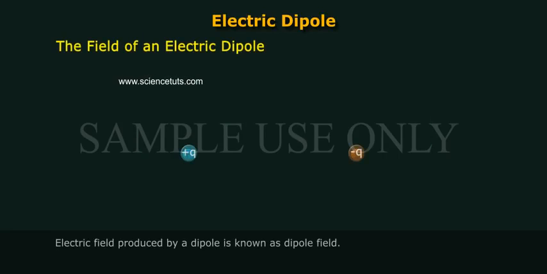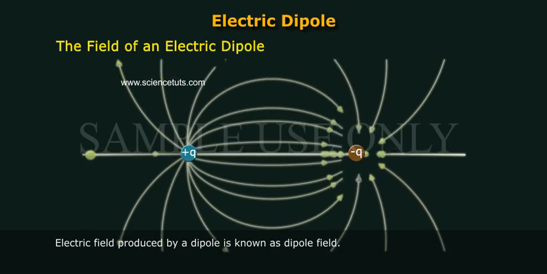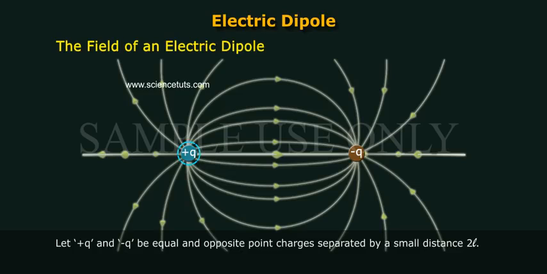The field of an electric dipole. The electric field produced by a dipole is known as the dipole field. Let +Q and -Q be equal and opposite point charges separated by a small distance 2L.